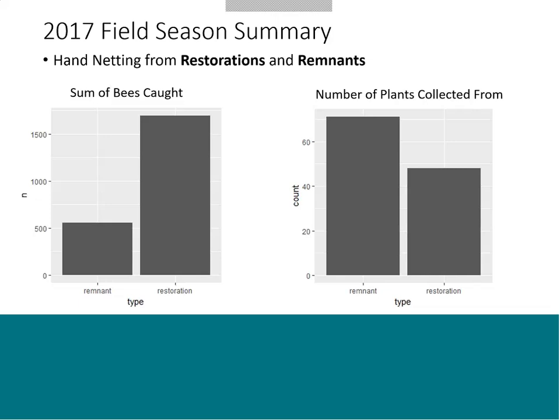So I thought that, the plot looks a little weird. It's almost a third more plants were being used by bees in remnants than restorations. So I thought that was a really interesting observation from this data that we have. Does that help? Did that clarify it?